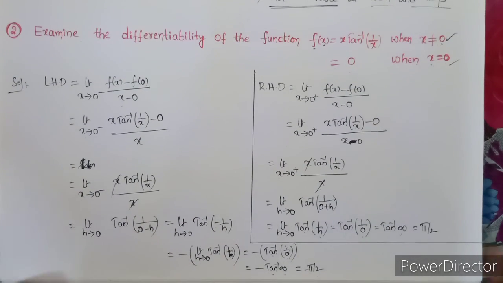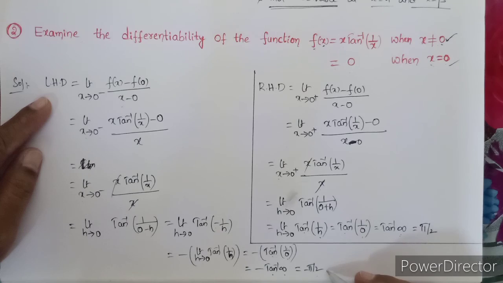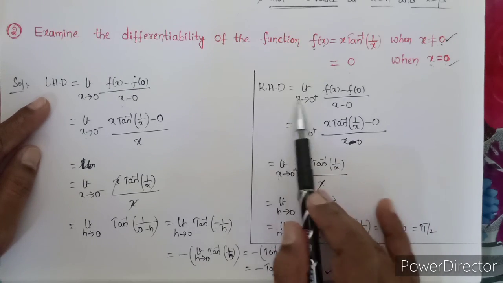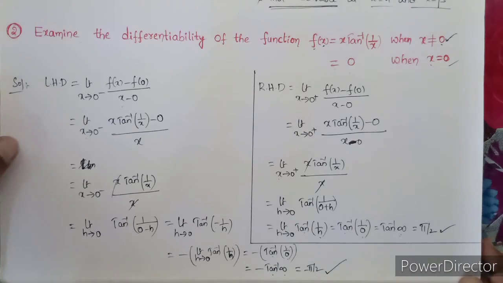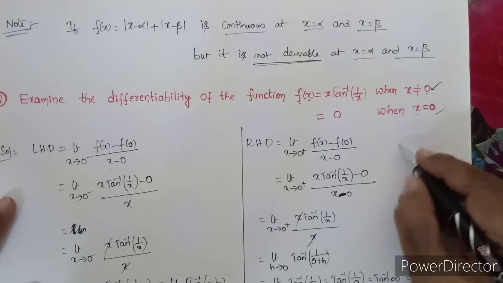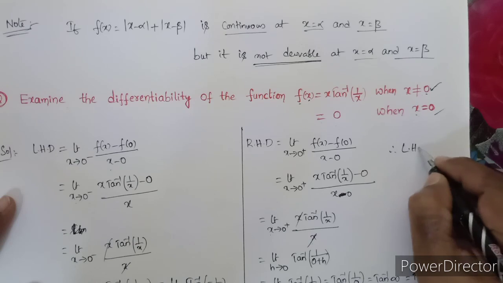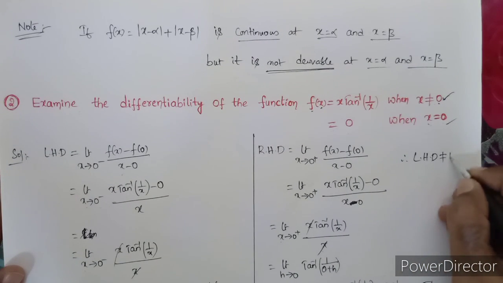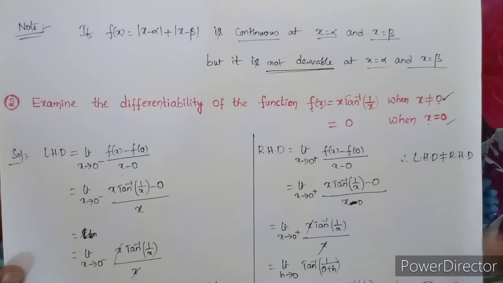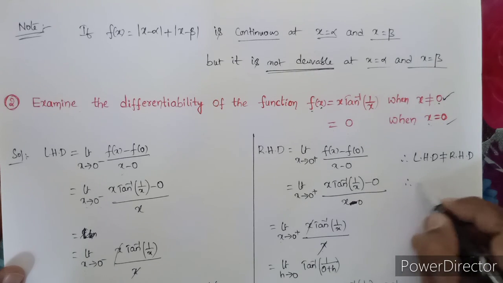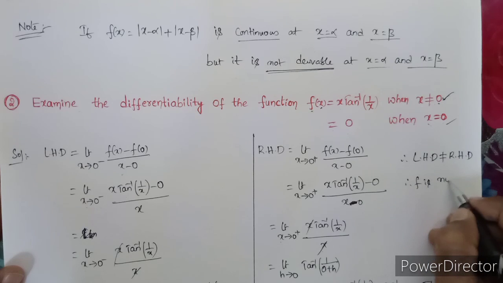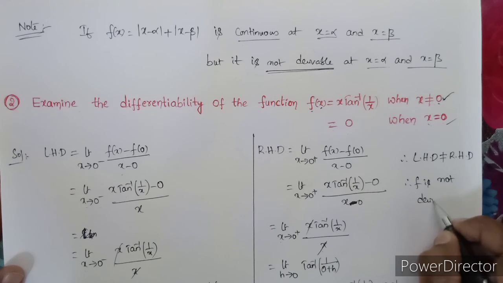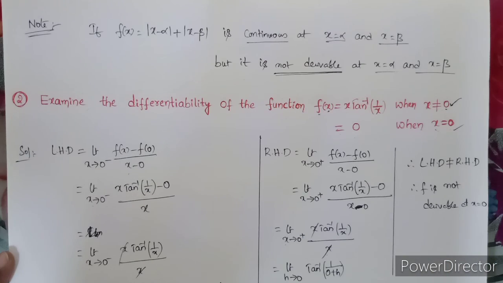Previously we have seen left-handed derivative of f is minus pi by 2. Right-handed derivative of f at x equal to 0 is plus pi by 2. That means they are not equal. Therefore, left-handed derivative is not equal to right-handed derivative. Therefore, f is not derivable at x is equal to 0.